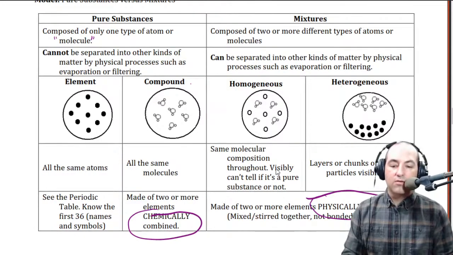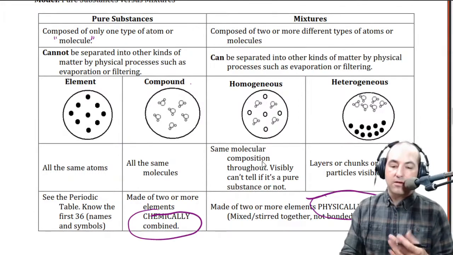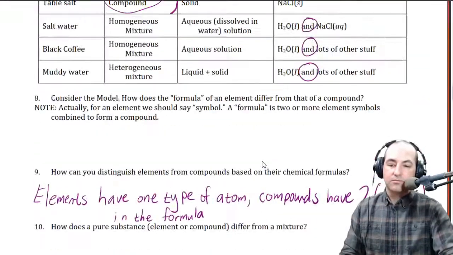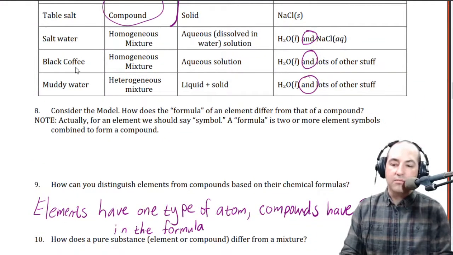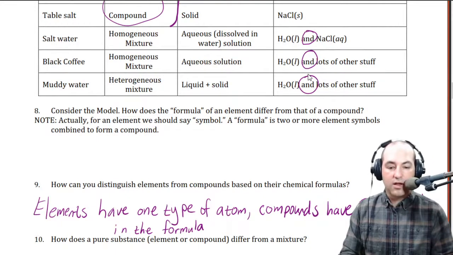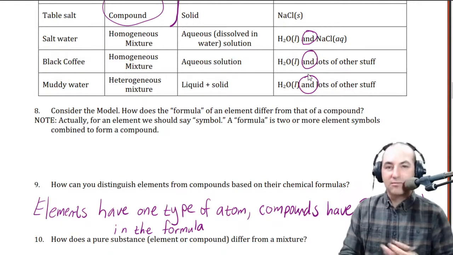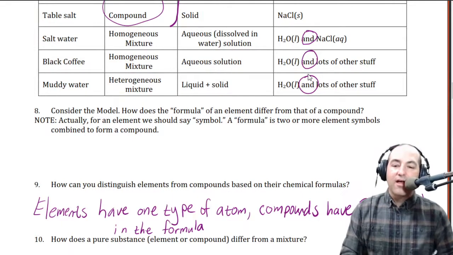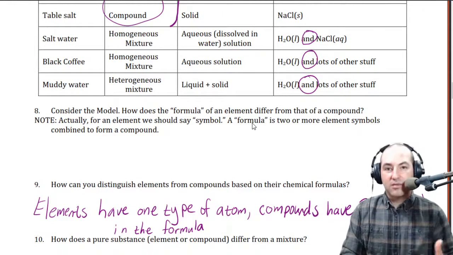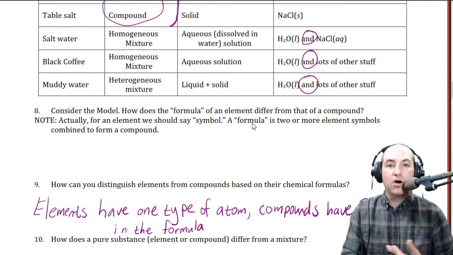And often, visibly, if we just look at it, we can't actually tell if it's a pure substance or not. So if we go back up here, let's take a look at an example. Black coffee. Black coffee is a mixture because it has lots of stuff in it. There's water, there's flavor molecules, there's color molecules, there's maybe sugar if you put some sugar in it, caffeine, whatever, lots of stuff in there. But if you just look at some black coffee, it just looks like one thing. It looks like a single substance. So that makes it a homogeneous mixture.